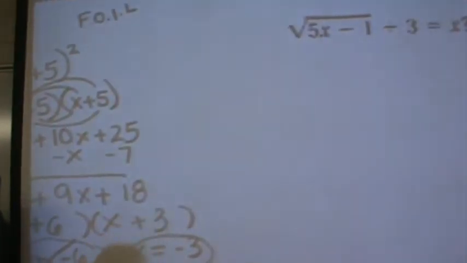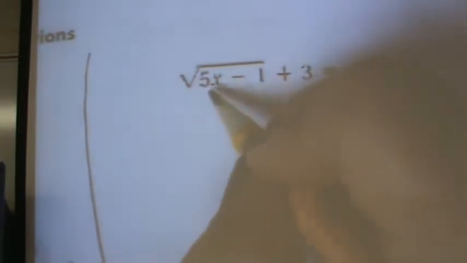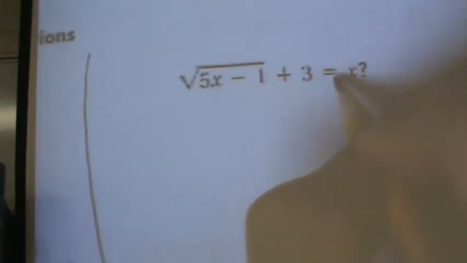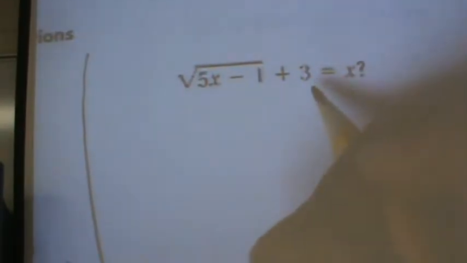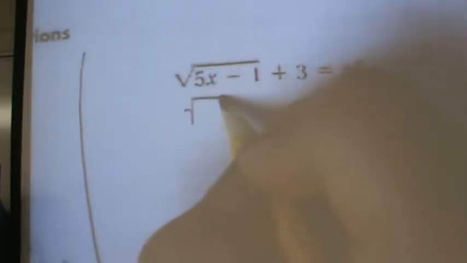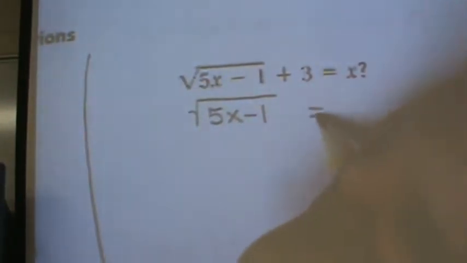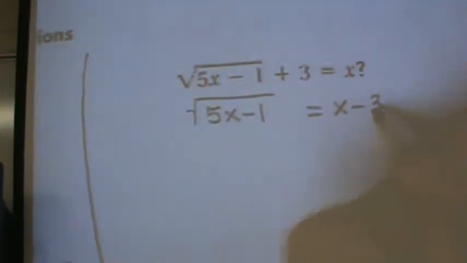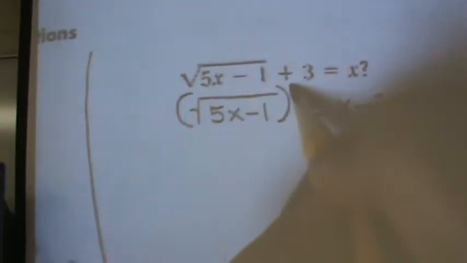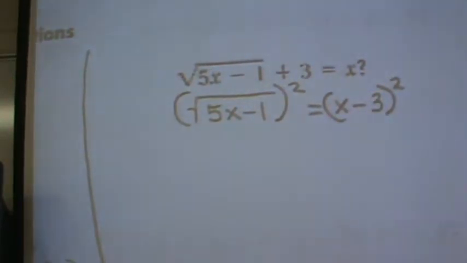The next one. All right, so we're gonna do it the long way and then the easy way. So this problem says the square root of 5x minus 1 plus 3 equals x. So what do I wanna do with this plus 3? Minus it. We're gonna minus it. Okay, then what? Square both sides. Square both sides like that.